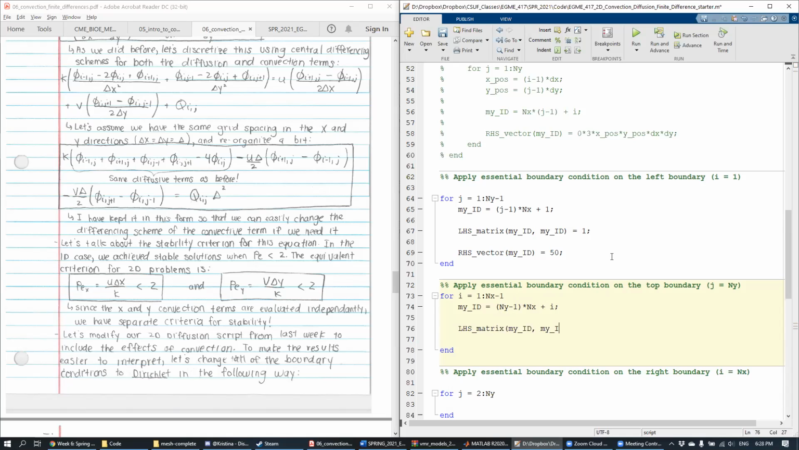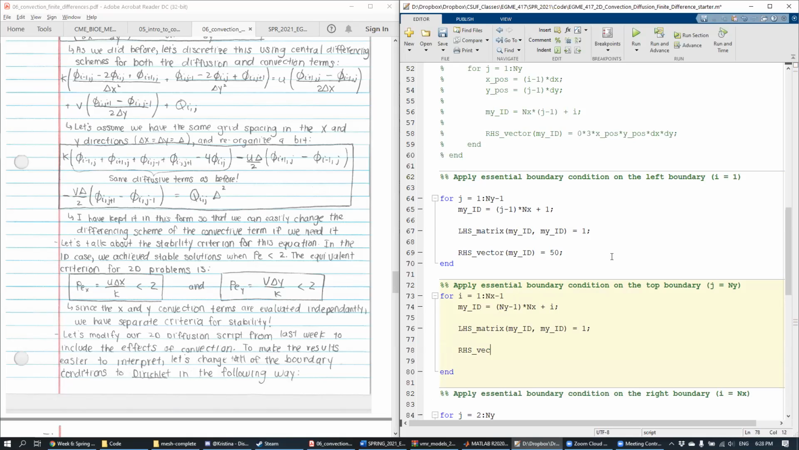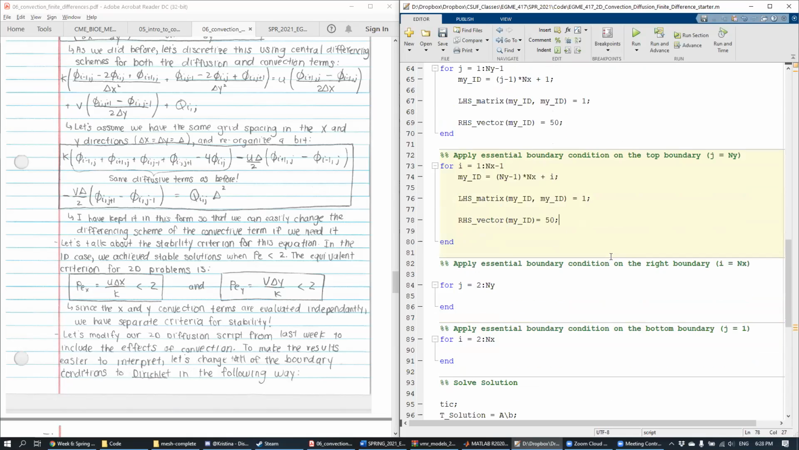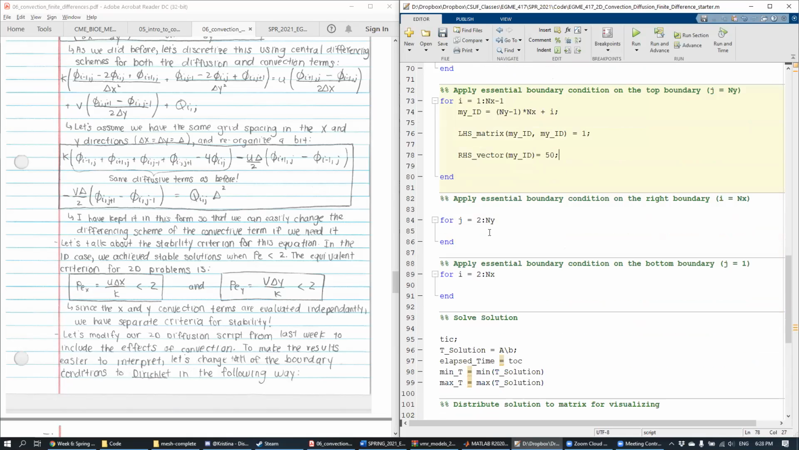Right, and so we're going to do the same thing as before since we have a Dirichlet boundary condition. So we're going to set the diagonal entry equal to 1, and we're going to set the right-hand side vector equal to the Dirichlet value, which is 50, I believe. Yes. Okay. Right. And then I'm just going to do the same things for the right boundary and the bottom one.